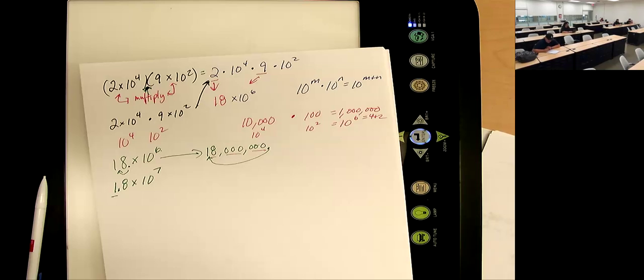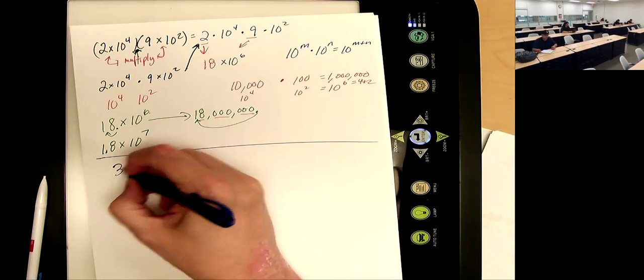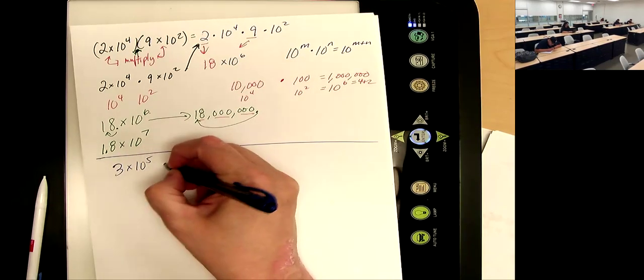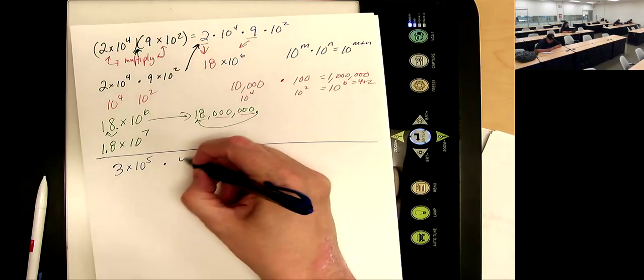Let me give you guys one to try. 3 times 10 to the fifth, and we're going to multiply that by 4.1 times 10 to the seventh.